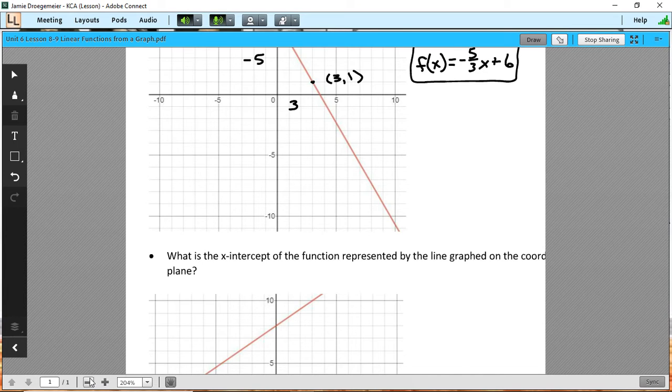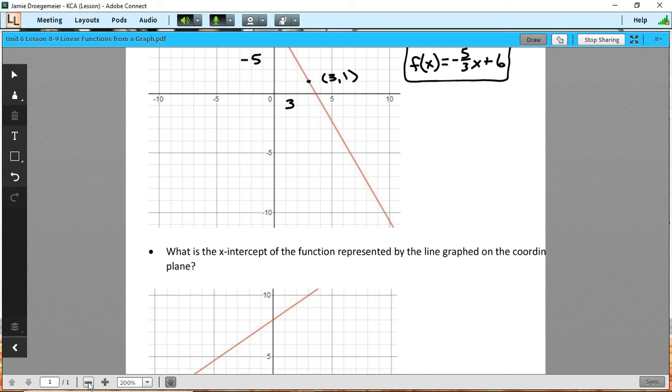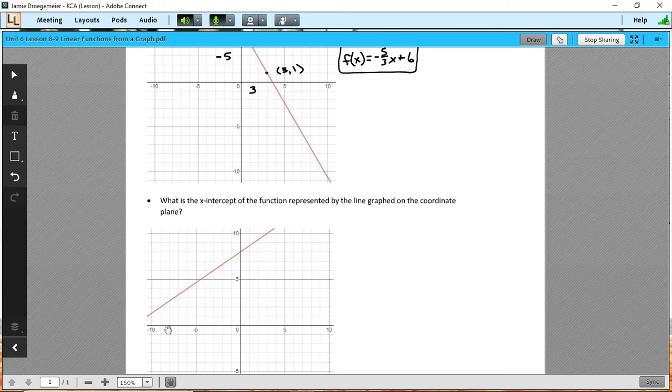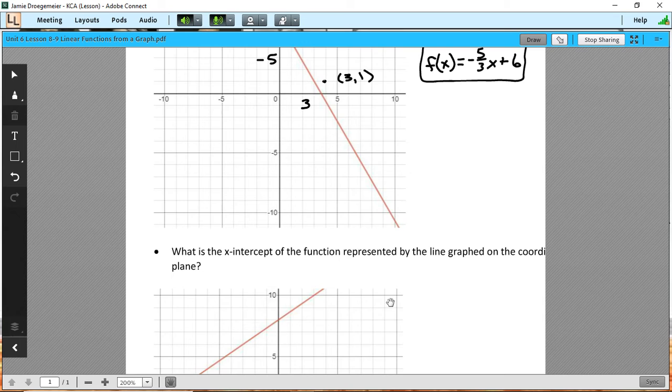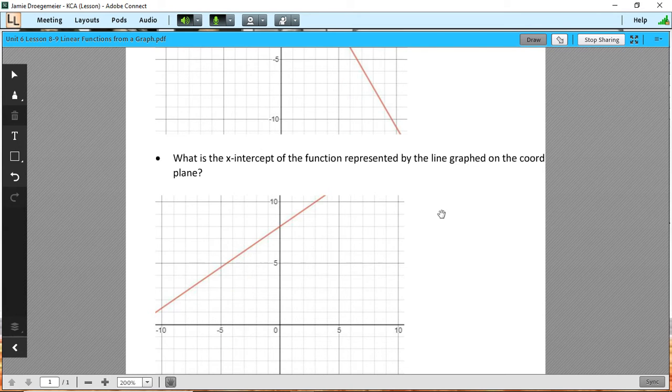I'm going to have to zoom out just a little bit here to see our question. It says, what is the x-intercept of the function that's represented by the line graphed on this coordinate plane? So we want to find the x-intercept. If I look at my graph here, I can't actually see that x-intercept. It looks like it's going to hit somewhere over here to the left of that negative 10, but I can't see it on the graph. So we're going to have to figure it out another way.